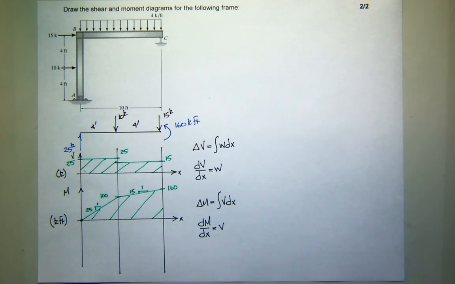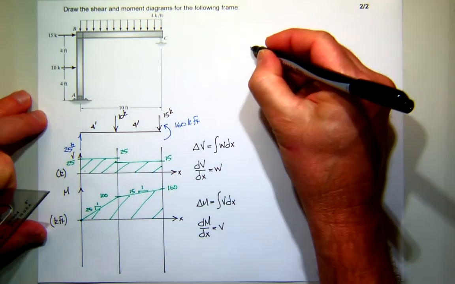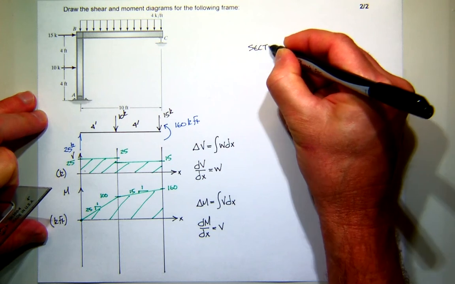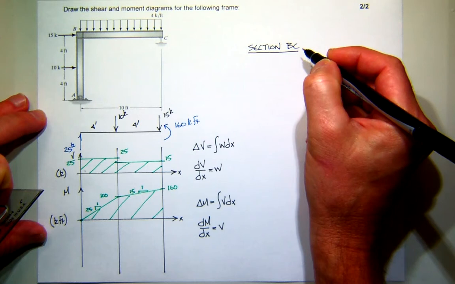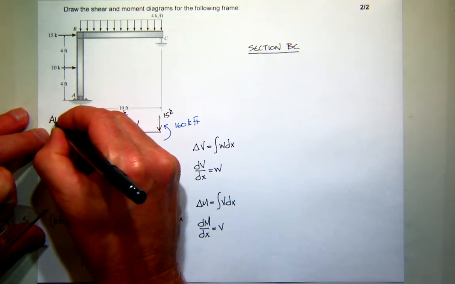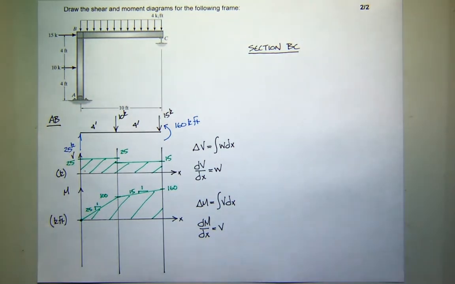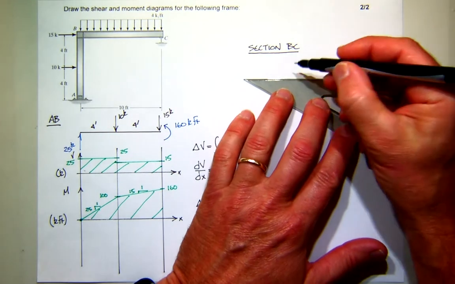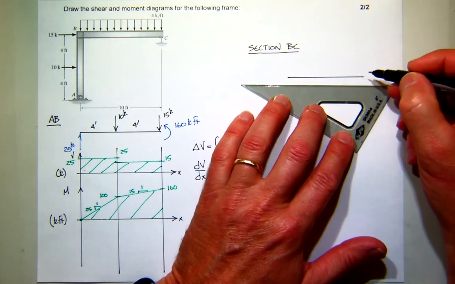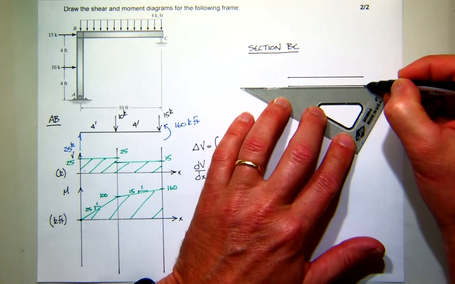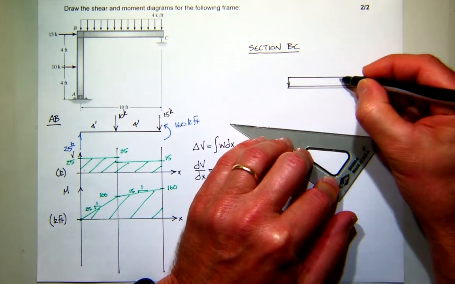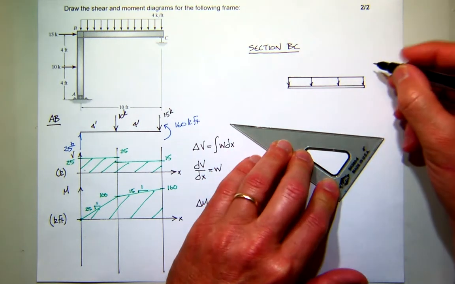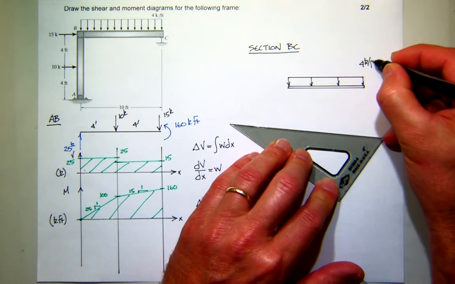So now let's do the other portion, which would be the section from B to C. So I'll come up here now. Let's look at section BC. I guess I should have named this one over here. This is AB. So I'm going to redraw the structure. So I've got this distributed load on it of 4 kips per foot.